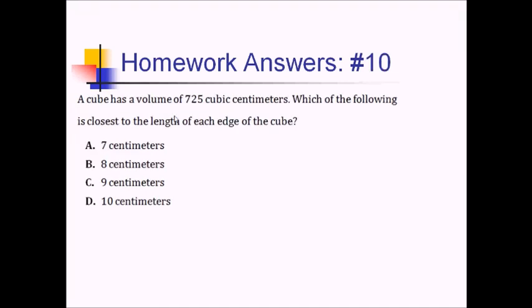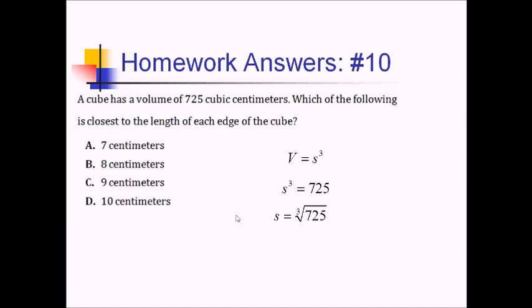For number 10, a cube has a volume of 725 cubic centimeters. Which of the following is closest to the length of each edge of the cube? So we know that volume equals s cubed for a cube. This time they're giving us the volume, so we have 725 equals s cubed. And to actually find the side, we have to cube root both sides. If you have a calculator and you're allowed to use it, then this is a very quick problem.